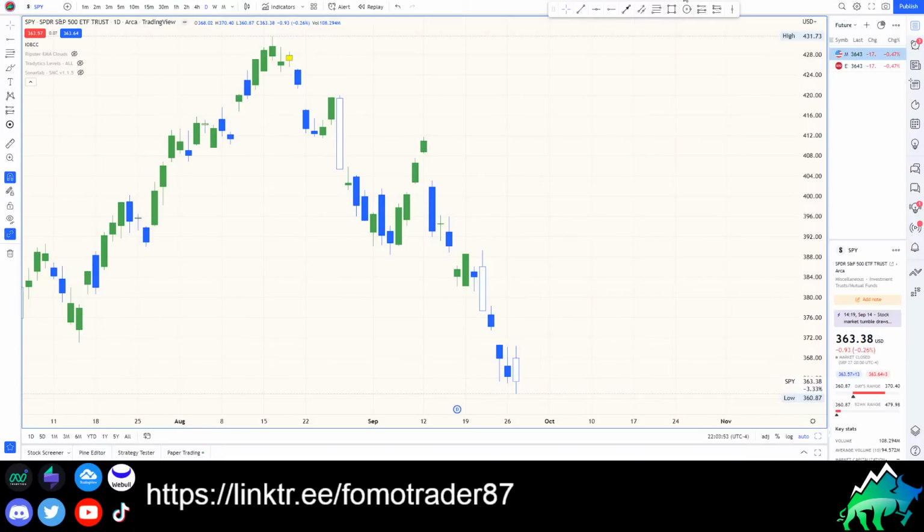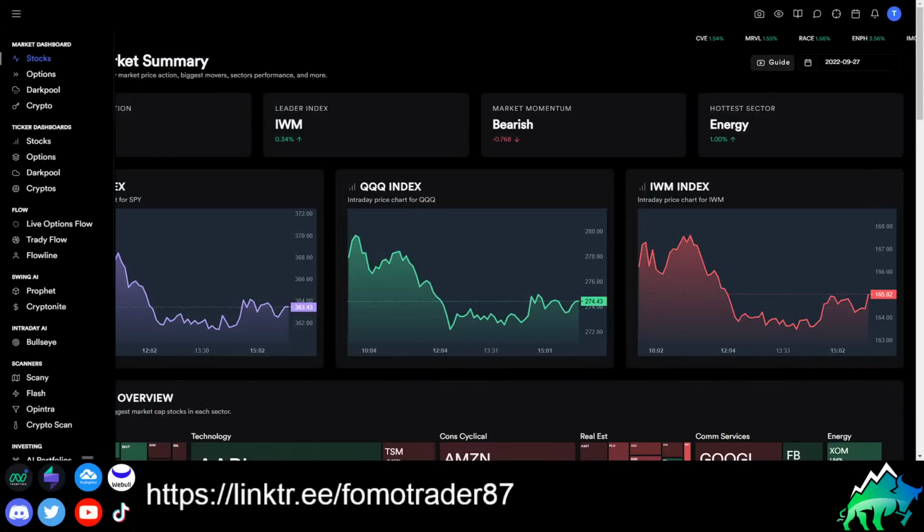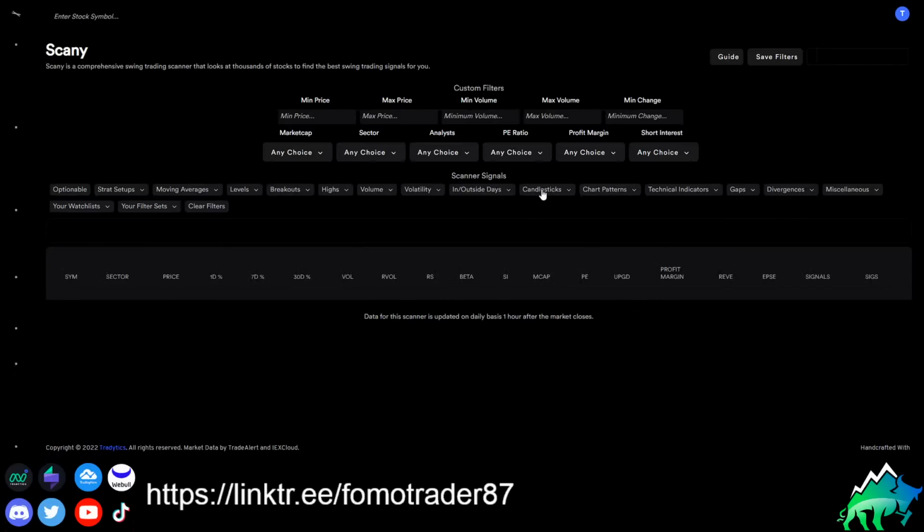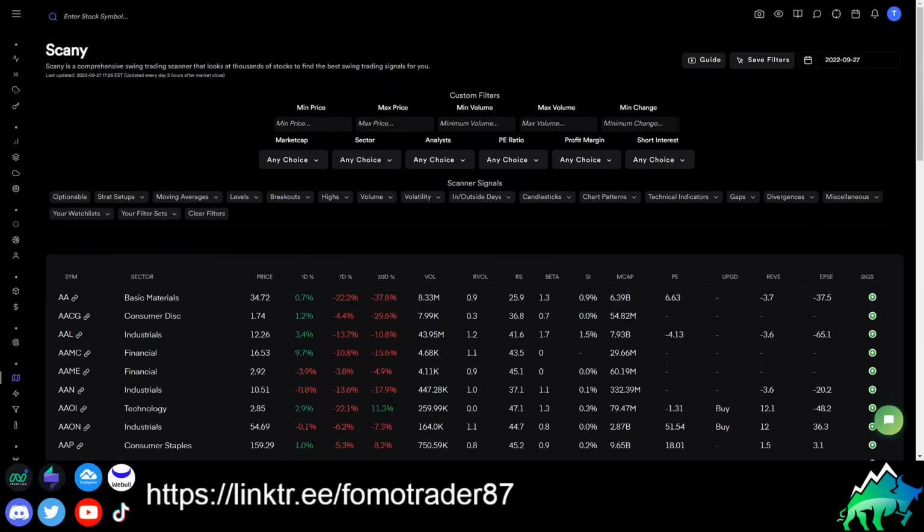So what I typically do to build a watch list for the next day is I would open Tradytics up, and I utilize the Scanny scanner. And when I get to the Scanny scanner, it has a bunch of filters built in. Minimum price, maximum price, minimum volume, max volume, change, market cap, sector, analyst, PE ratio, profit margin, short interest, and then we also have a bunch of other scanner signals to search for.